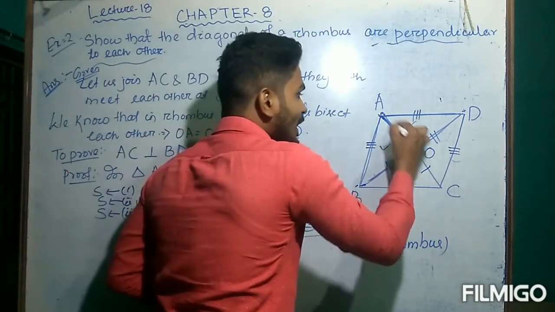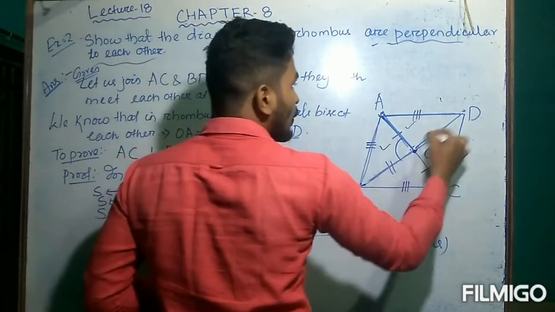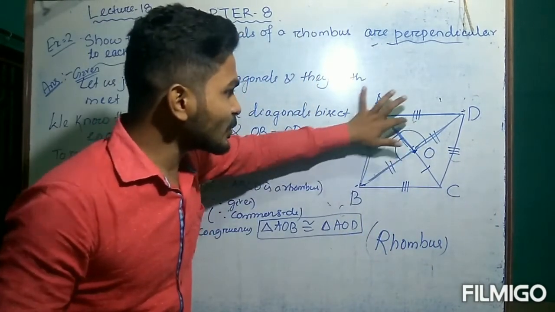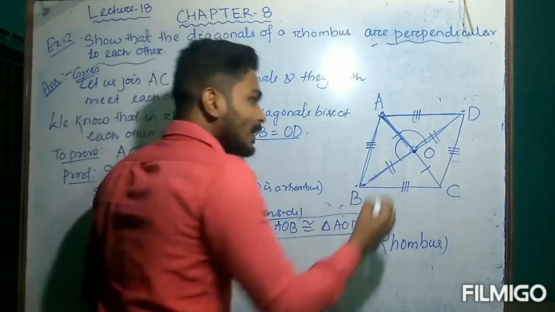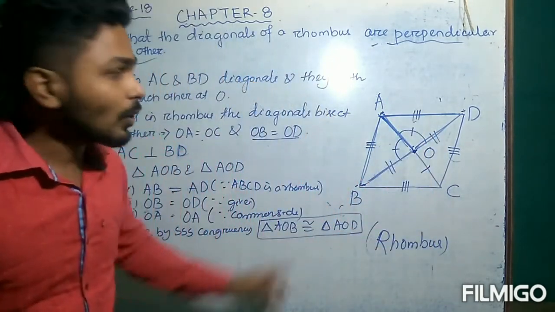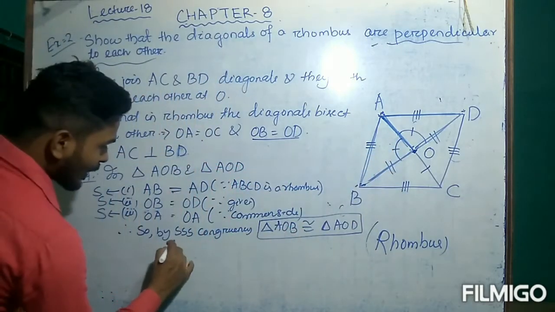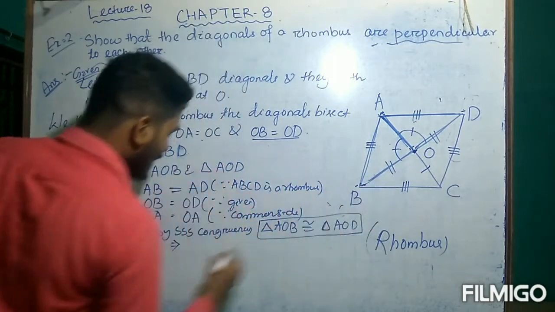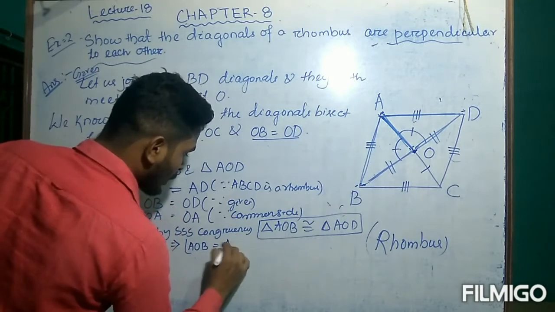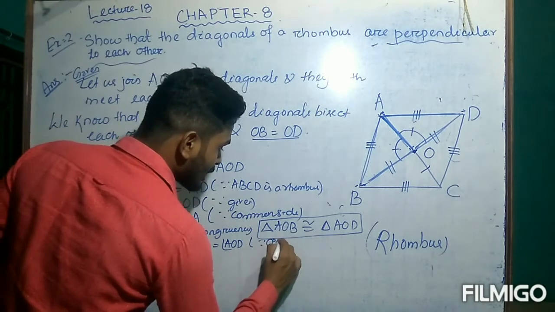Right? So in triangle AOB, this is the angle. Similarly in triangle AOD, this is also an angle. Yes or no? Yes. Since these two triangles are congruent, we can write that this angle must be equal to this angle because they are the corresponding angles of the congruent triangles, CPCT. So angle AOB must be equal to angle AOD. Understood? Why? Due to CPCT.